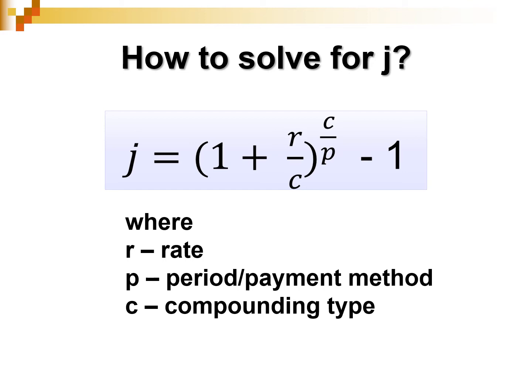How do we solve for J? This is the formula. J is equal to, open parenthesis, 1 plus R over C, close parenthesis, raised to C over P, minus 1. Where R is the rate, P is the period or payment interval, and C is the compounding type or compounding interval. In the next slide, as we solve the example, you will understand how to apply this formula.